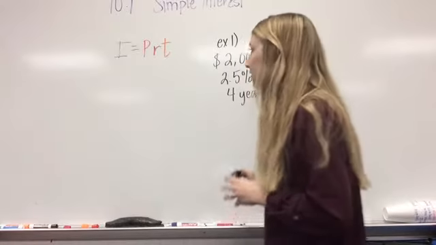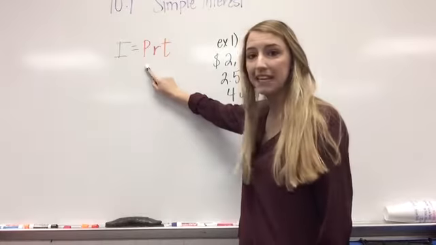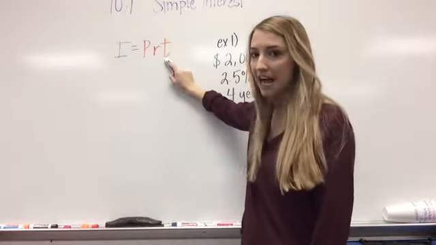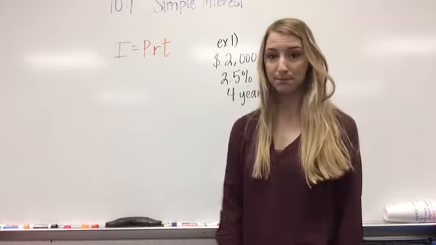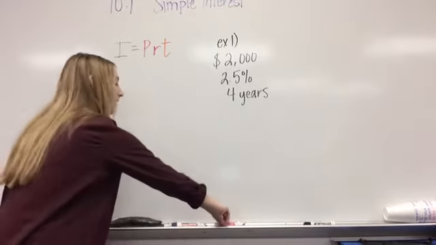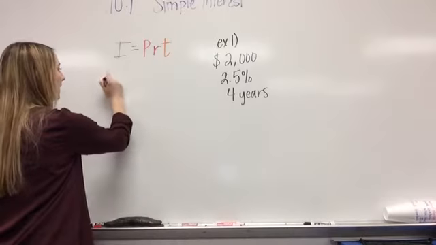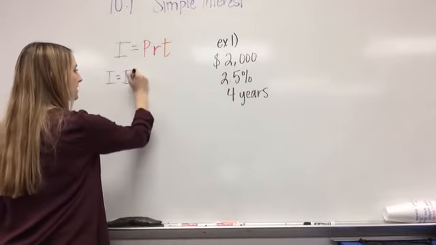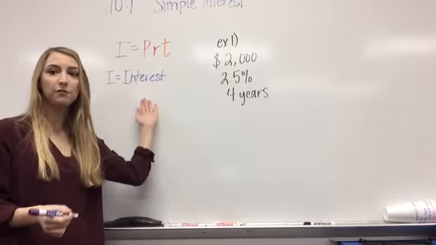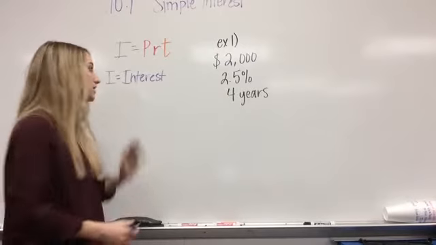Okay? So the formula to find simple interest is interest equals P, which is the principal, times R, which is the rate, times the time. So it's very simple. You're just multiplying three things together. And I'm going to go ahead and write up here what everything means. So we'll start with the I. The I is the interest. Keep in mind, this is not the total amount of money you have at the end. It's just the interest that's earned.